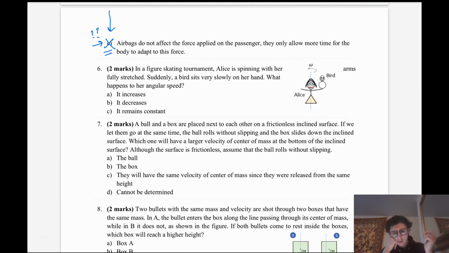In a figure, what time do we have? 12 minutes. Not bad. In a figure skating tournament, Alice is spinning with her arms fully stretched. Suddenly a bird sits very slowly on her hand. What happens to her angular speed?